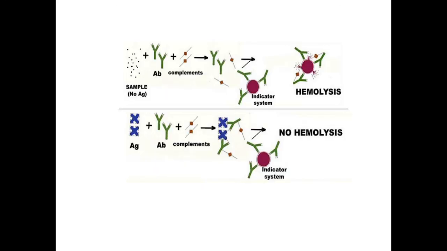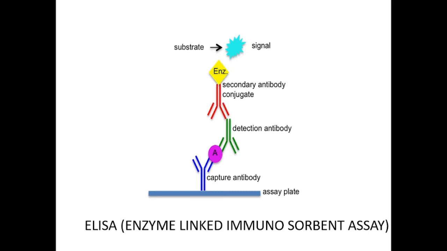Then the other test, the neutralization test, is there. Then hemolysis neutralization. The neutralization test is used for viral toxins and others. Then the radioimmunoassay. Here radio labels are used, instead of the enzyme tag that we use in ELISA.